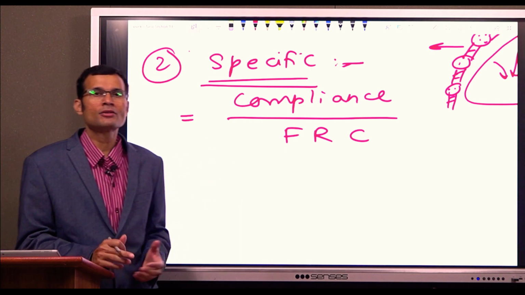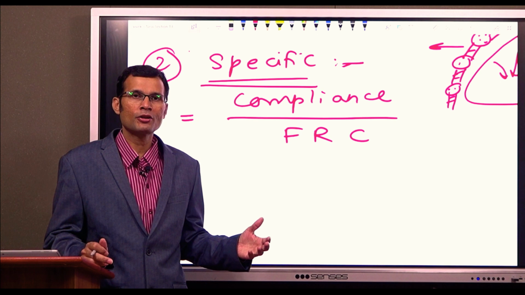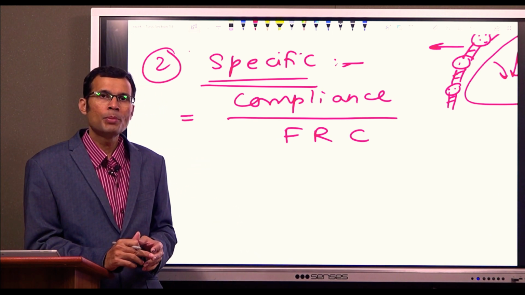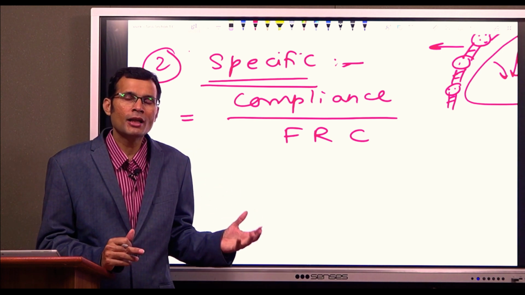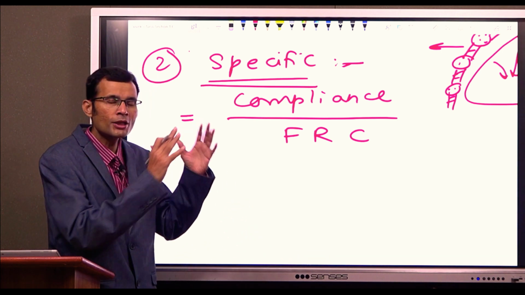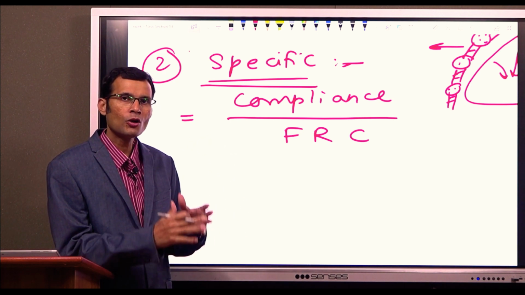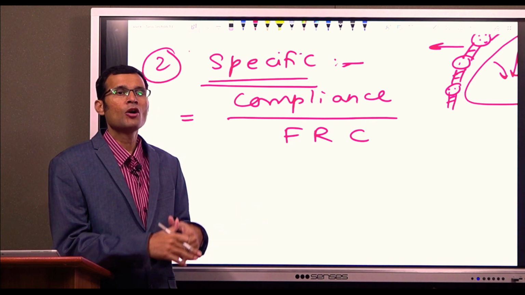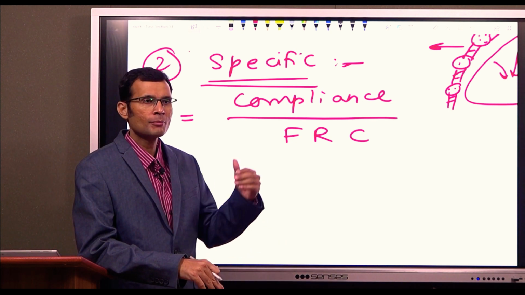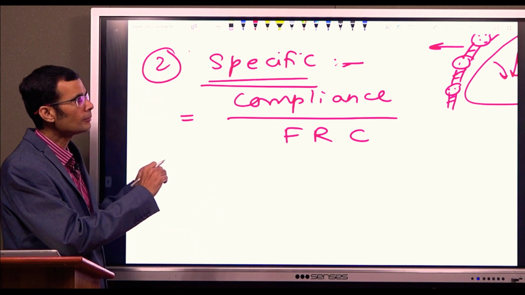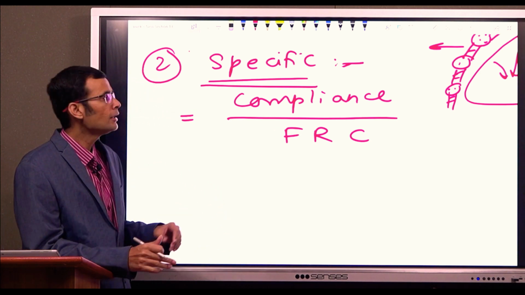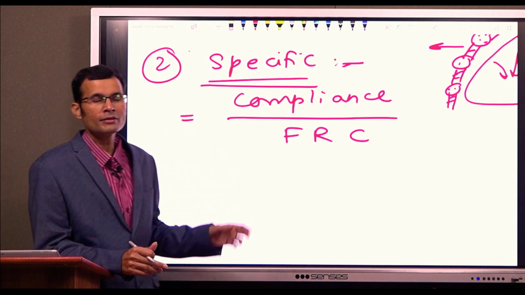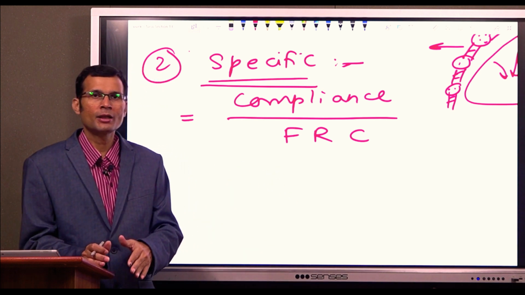Okay, we have a compliance of 200 ml per centimeter of water. That's the distensibility of the lungs. But it is for how much lung mass? It is for how much volume of the lung? That is to be considered, for how much size of the lung and, by implication, body size that compliance is being given. So that would be called specific compliance, that is, compliance upon functional residual capacity.